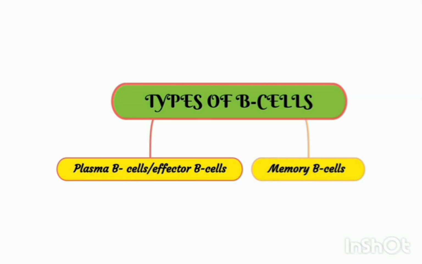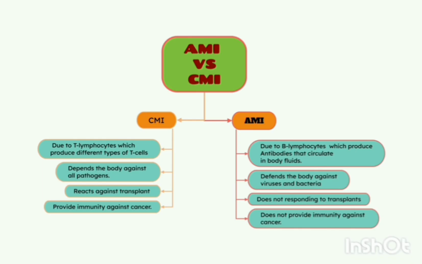So students, let us compare cell-mediated immunity and antibody-mediated immunity. First of all, let us see cell-mediated immunity. It is due to T lymphocytes which produce different types of T cells. It defends the body against all pathogens. It reacts against transplants, that is, this immunity is responsible for graft rejection. Thus, a patient who has undergone organ transplantation has to take immunosuppressive drugs for the whole life. An example of an immunosuppressive drug is cyclosporin A.